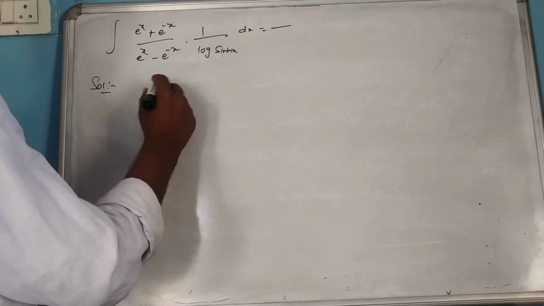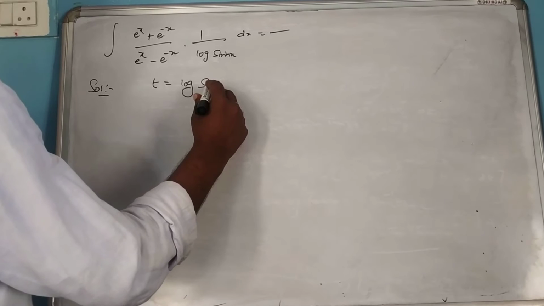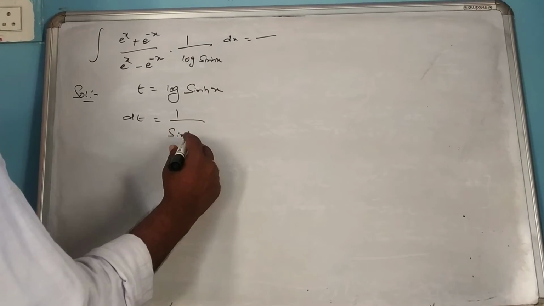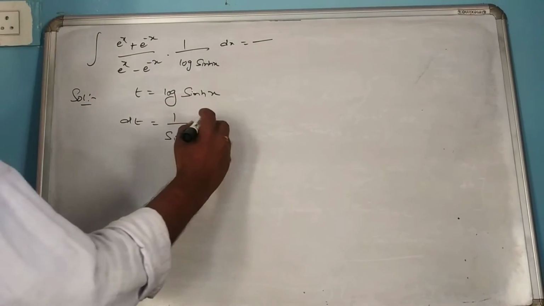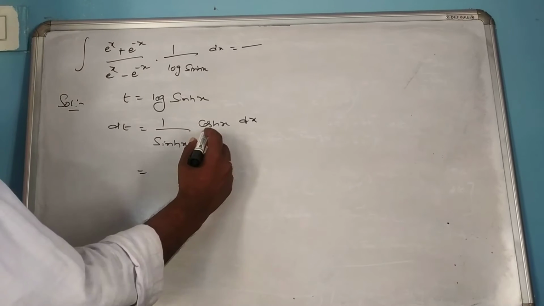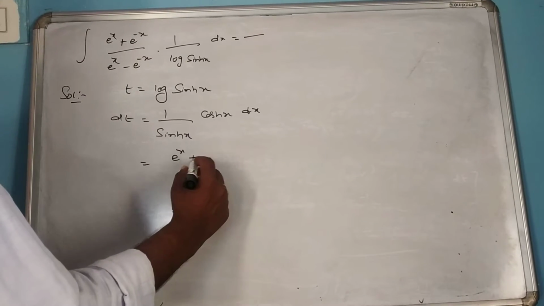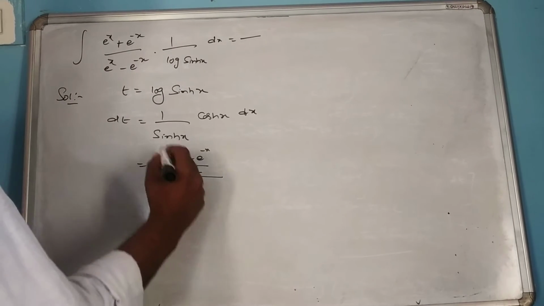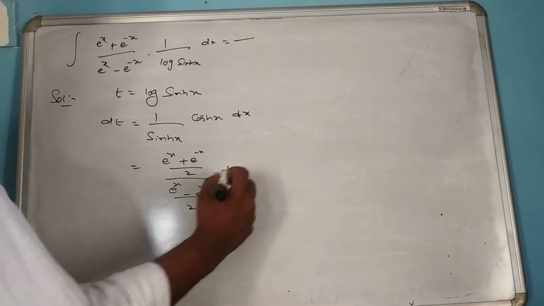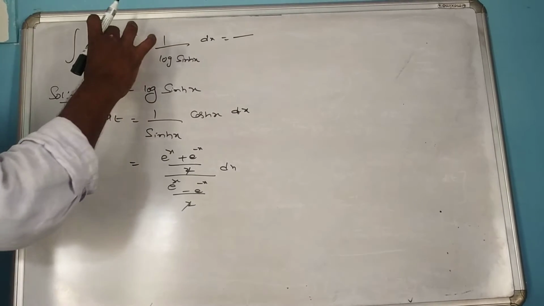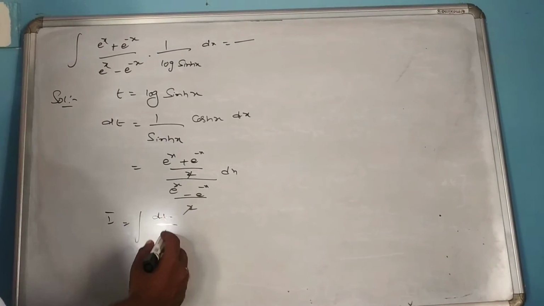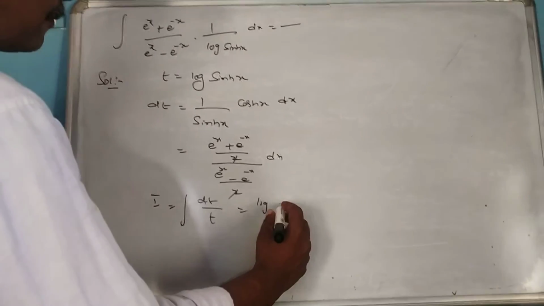This is the answer. Let t be equal to log sinh x. Now dt is equal to 1 by sinh x times the derivative of the inner function sinh x, which is cosh x dx. What is cosh x? It is (e power x plus e power minus x) by 2, divided by sinh x, which is (e power x minus e power minus x) by 2, dx. These two will get cancelled. That means this is dt. Therefore this becomes the integral of dt by t, which is log mod t plus c.